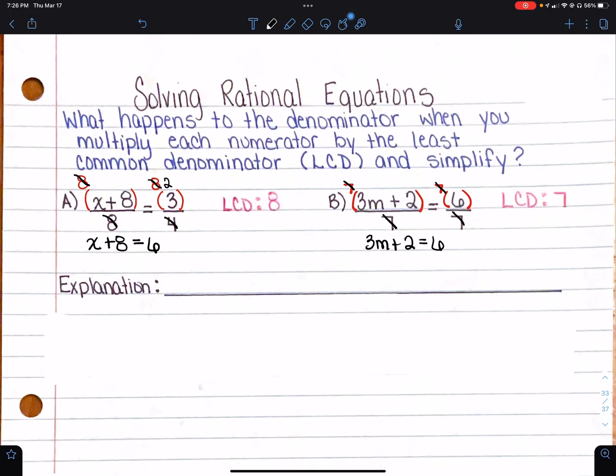Noticing that on this one as well, when I multiplied by the least common denominator, my denominator was eliminated. So the explanation that I have is that multiplying by the LCD will eliminate the denominator. And we prefer that so then we don't have a fraction.